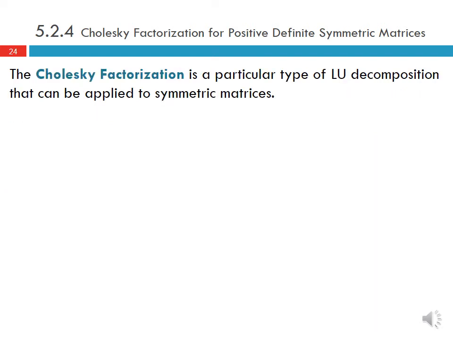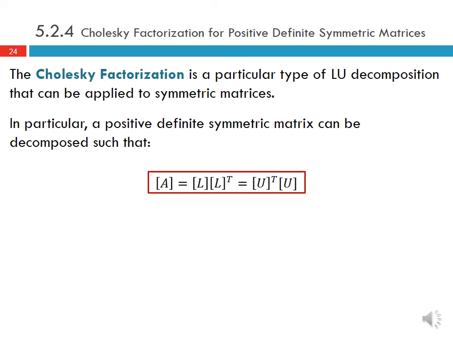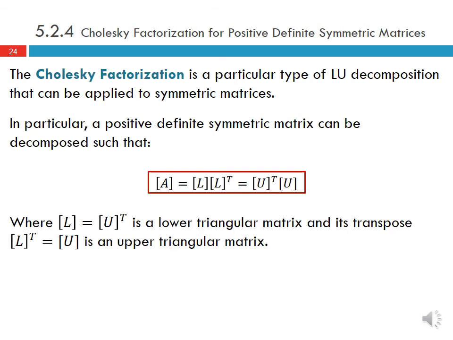So the Cholesky factorization is a particular type of LU decomposition that can be applied to symmetric matrices. In particular, a positive definite symmetric matrix can be decomposed such that A is equal to L times L transpose, which is also equal to U transpose U. So L, which is equal to U transpose, is a lower triangular matrix, and its transpose, L transpose, which is equal to U, is an upper triangular matrix.